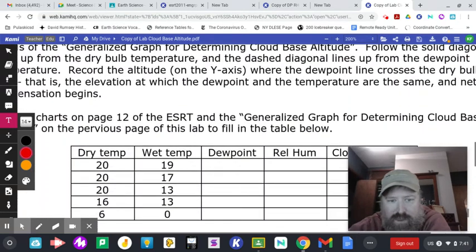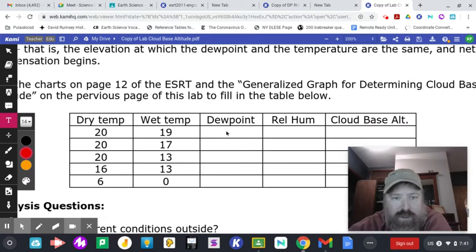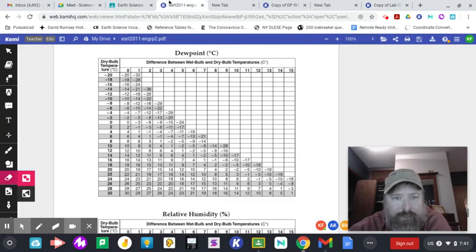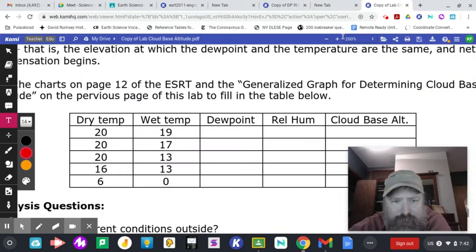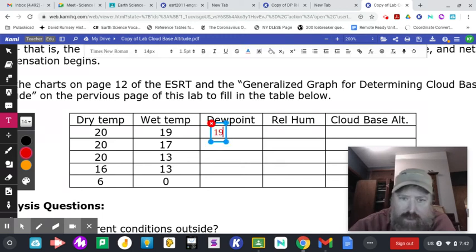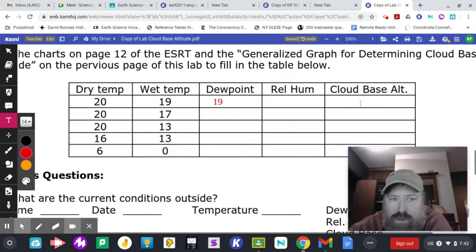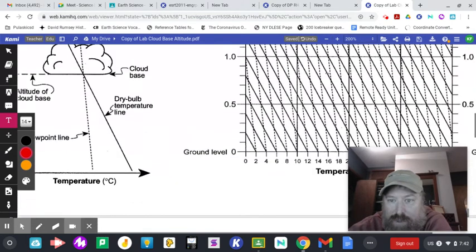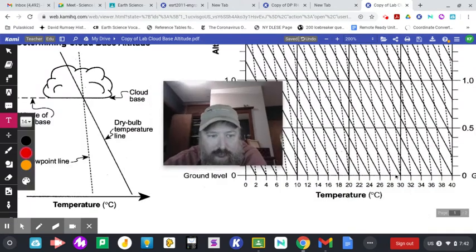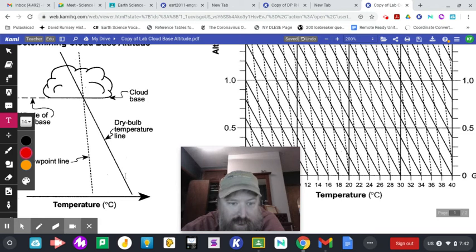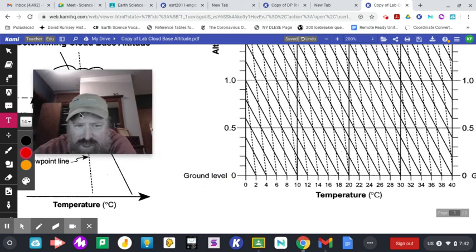So what you would do for that is, I suppose I've got to solve this dew point to get you there. If it was 20 and 1, that means the dew point's going to be 19. I'll make you do the relative humidity. So we're going to take 20 and 19, and we're basically just going to see where they meet. This little diagram here kind of does it for you. Follow the solid line down until it meets the dotted line. Now these two are close, so it's going to be pretty low.